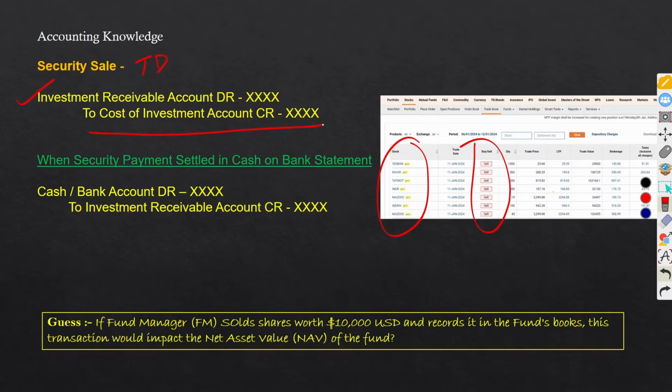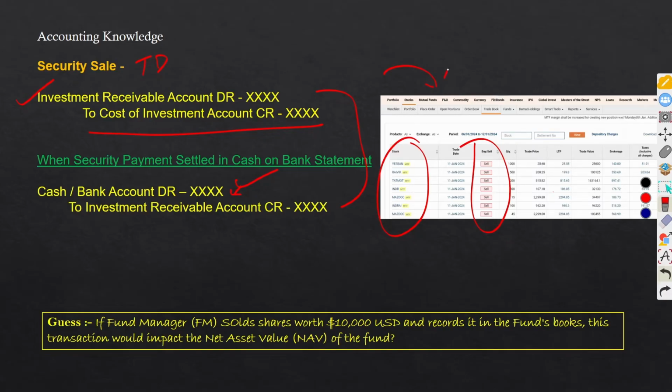And when the security is actually settled in the bank account, then you can prepare the accounting entry: cash and bank account debit, investment receivable account credit. So that investment receivable you can reverse once you receive cash payment from the counterparty. So you can again refer to the broker statement to record transactions in the books of account, or books of the fund basically, and you can cross verify with the statement as well.